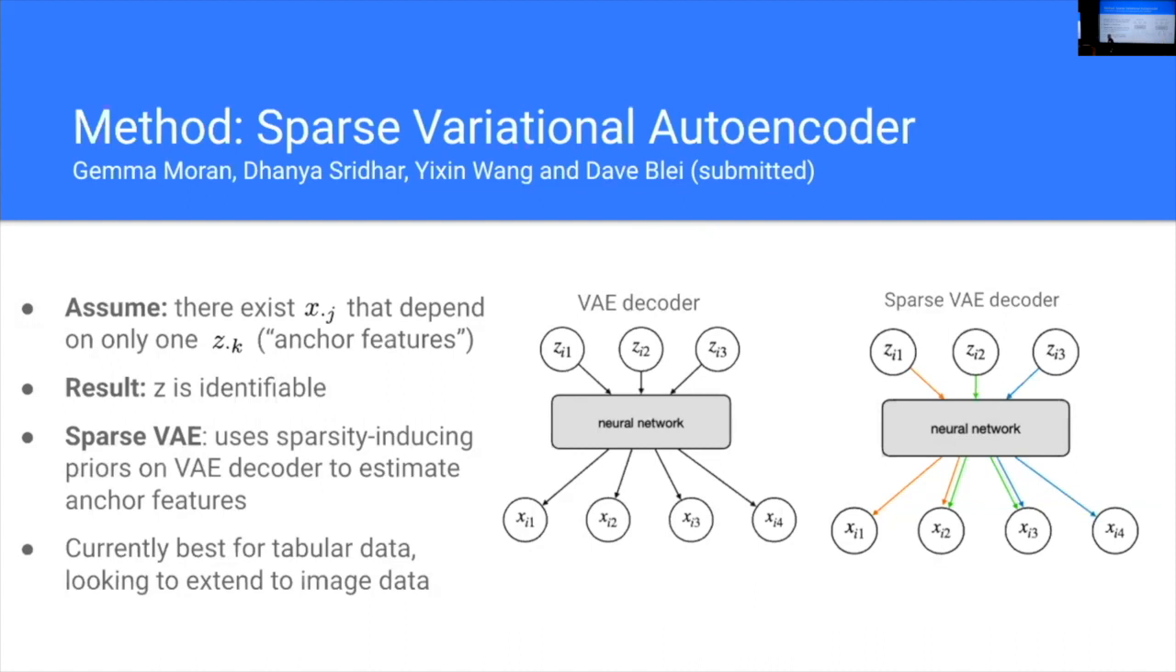Is the sparsity constraint on the weights of the decoder or on the representation that you built? It's in the decoder. So the idea is that, in this picture on the right, for instance, the first dimension of X only depends on one of the Zs, one of the dimensions of Z. So it's in the mapping itself, not on the latent Z. Okay, cool. Thanks.